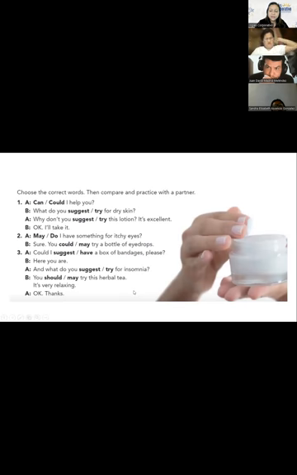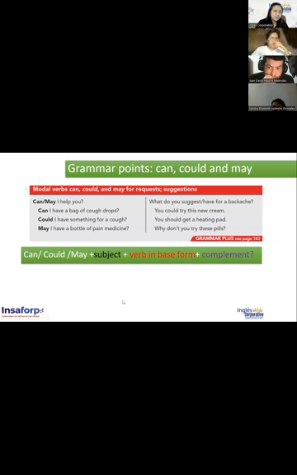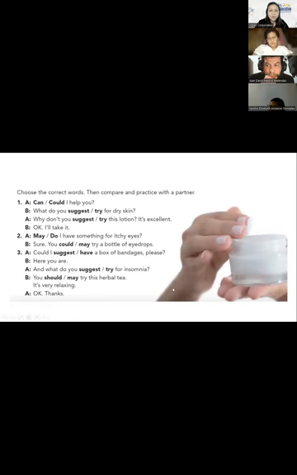So you can see here the different questions. For requests, remember requests? When you ask for something. And suggestions, recommendations. So remember, could and should can be used for suggestions. Can, could, and may for requests. Because you are asking for something, could and may are more formal. More formal, more polite. Look at the exercise and choose the correct words. You're going to help me to choose the right words. The right option.